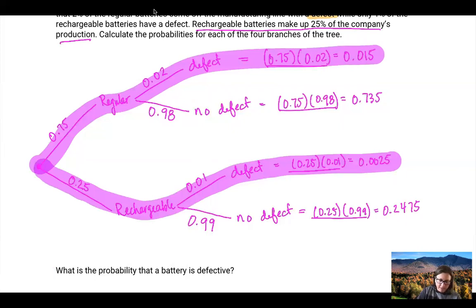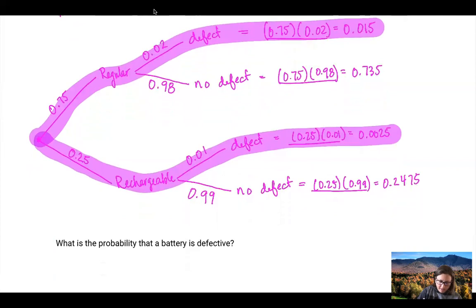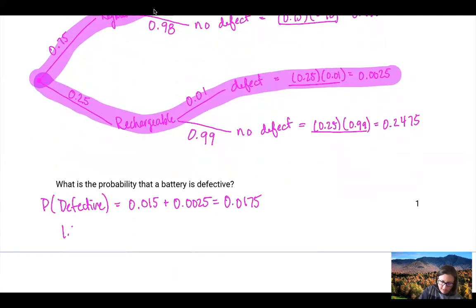So what I'm going to do is say the probability that a battery is defective is 0.015 plus 0.0025 and get 0.0175. So I could say 1.75% of the batteries will be defective.